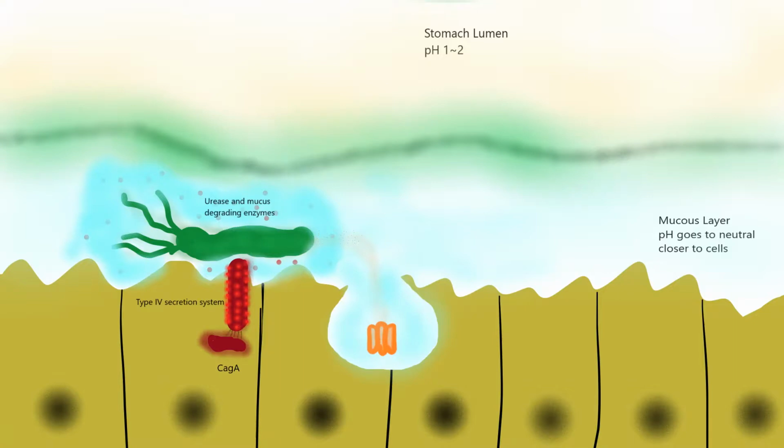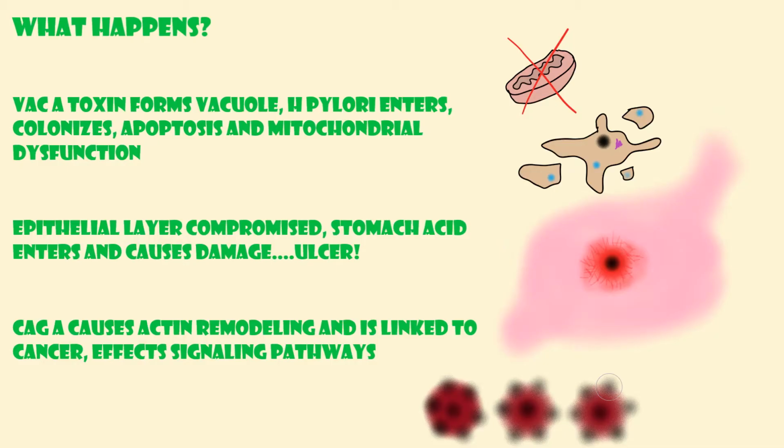Further damage is created by an opening to the acidic stomach lumen, which is dangerous once the epithelial cell boundary is compromised. Now here's a quick recap. VAC-A creates a vacuole, helping with colonization and leading to apoptosis and mitochondrial dysfunction. Stomach acid can flow into the damaged mucus layer and broken epithelial barrier. It can cause ulcers. CAG-A is sent in with a syringe. It causes actin remodeling and is linked to cancer and signaling disruption.